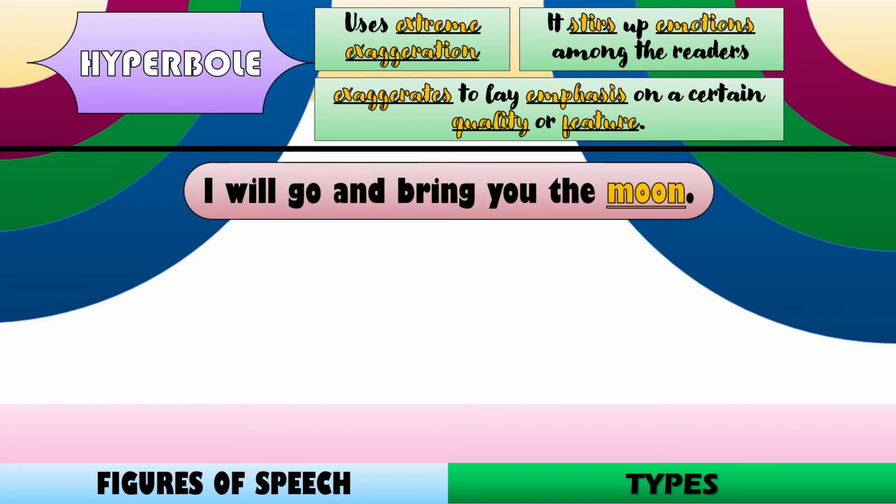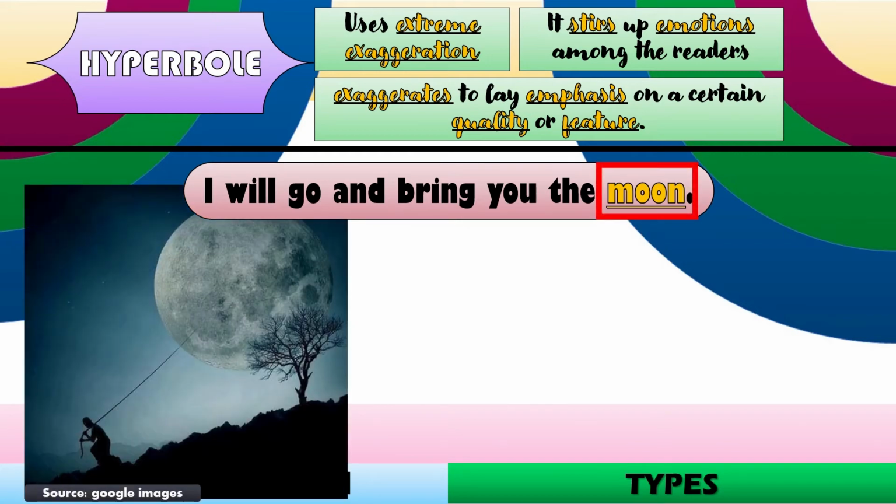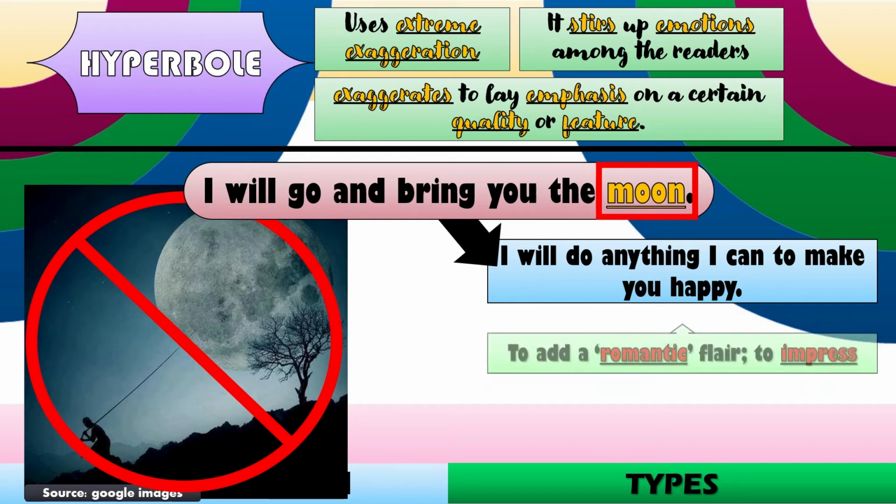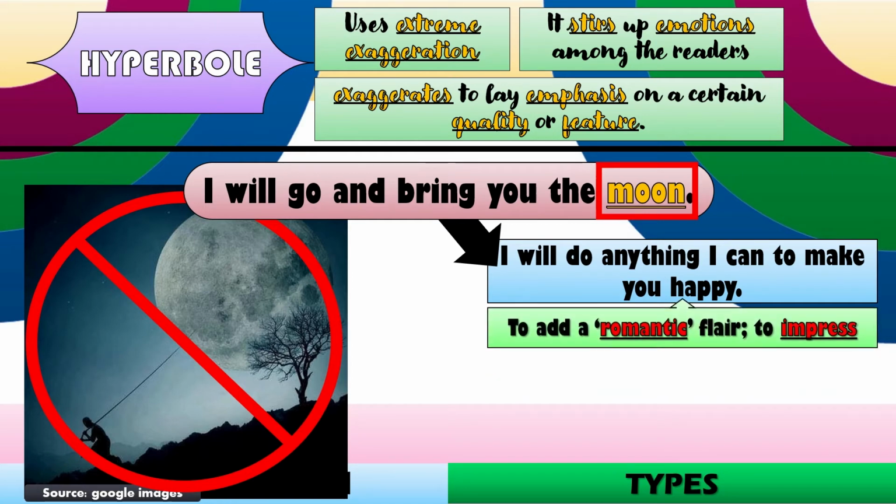When we say that a person would go and bring the moon, it doesn't mean that he or she would actually carry the moon or bring the moon to someone. This could mean that a person will do anything to make another person happy. It means that I will do anything I can to make you happy. Take note that hyperbole could be used to add a romantic flair or to impress someone.